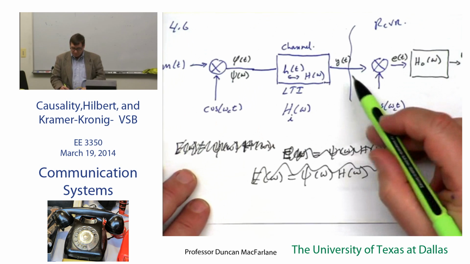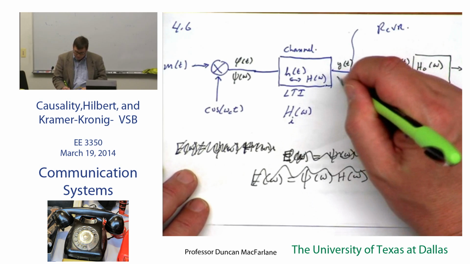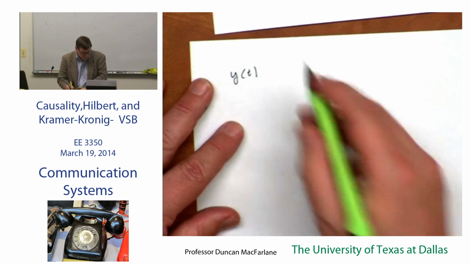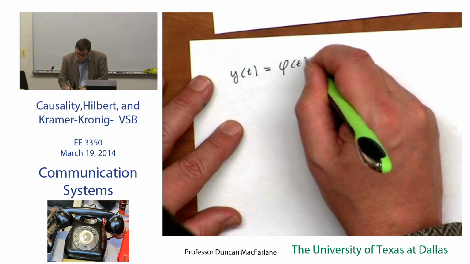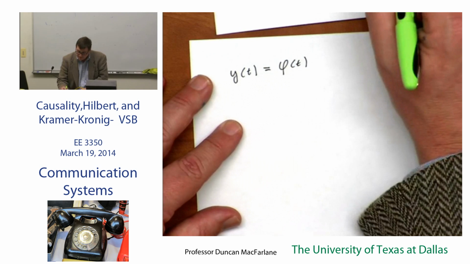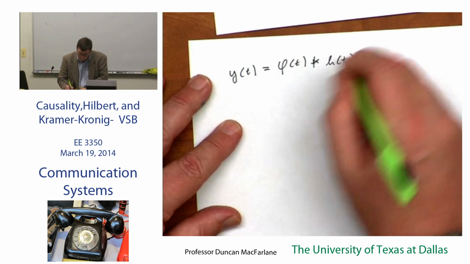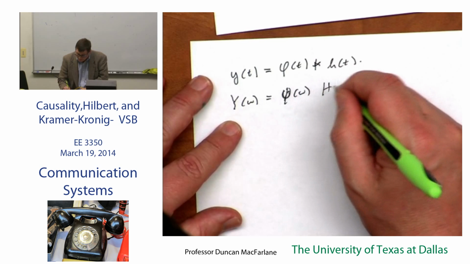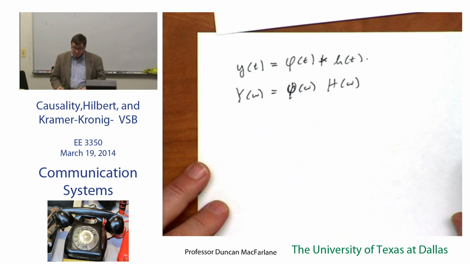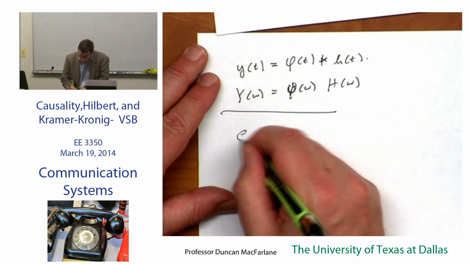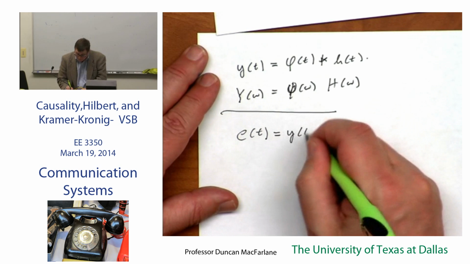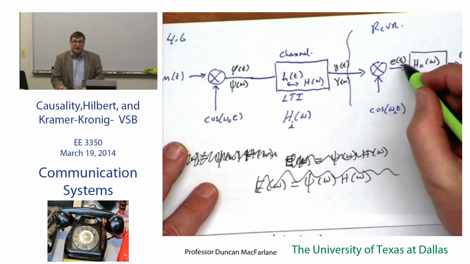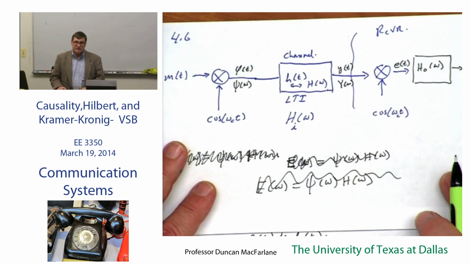Let me introduce the y(t) here. The y(t), which is this, will transform to capital Y of omega. Okay? y(t) will equal psi(t) convolved with h(t), or Y of omega will equal psi of omega multiplied by H of omega. Then what I'll say is that e(t) will equal y(t) times cosine of omega_c t. Okay? So e(t) here will equal y(t) times the cosine of omega_c t. Just work backwards that way.